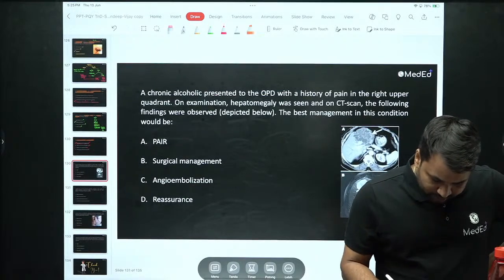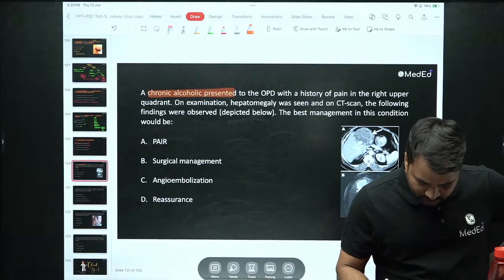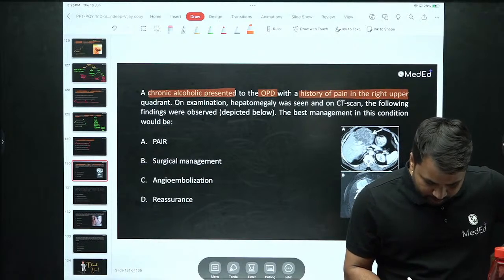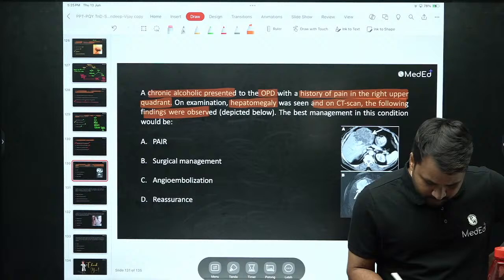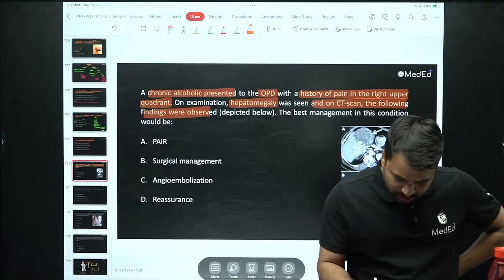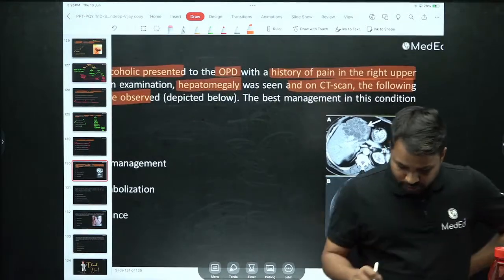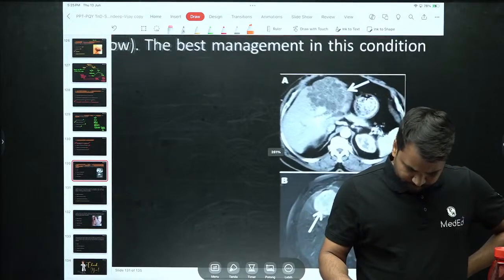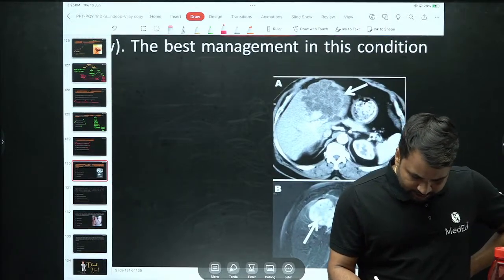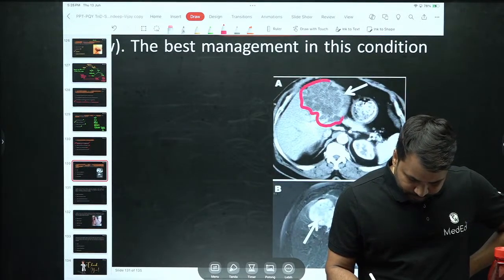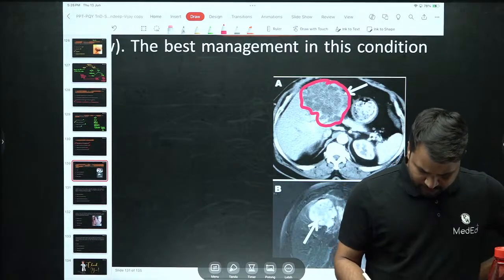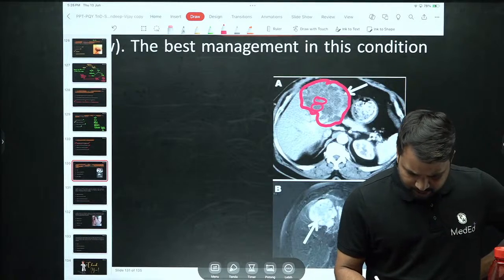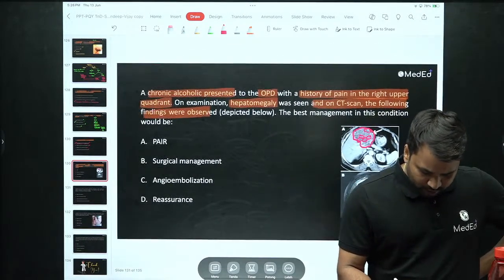Alright, so what do you have? I have a chronic alcoholic patient to the OPD with a history of pain in the right upper quadrant. On examination, there is hepatomegaly. On CT, it is observed. What is the best management in this condition? So, when you look at this, this is the lesion that is present. You can see the presence of septations internally, but they are very hazily present.